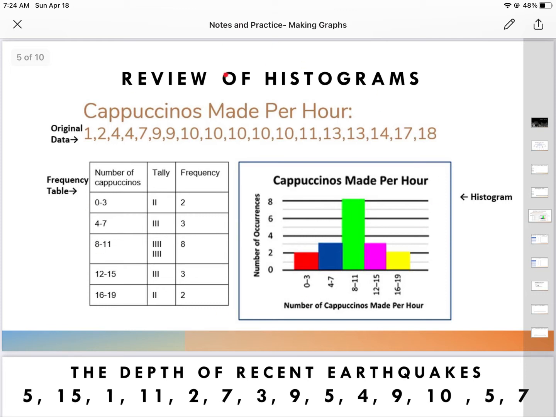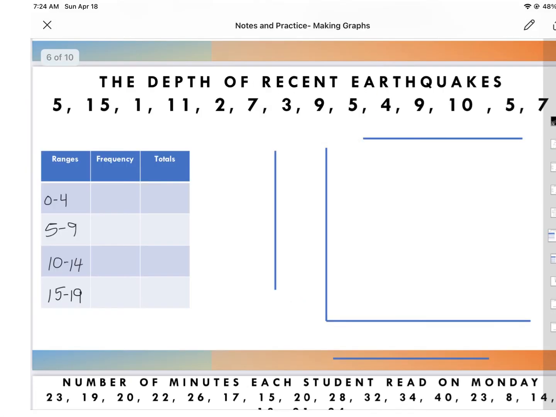So all of these things are connected here. All right, first thing you need to do is go ahead and fill out the ranges that we're going to be looking at. Those are located right here in this column. So 0 to 4, 5 to 9, 10 to 14, and 15 to 19.